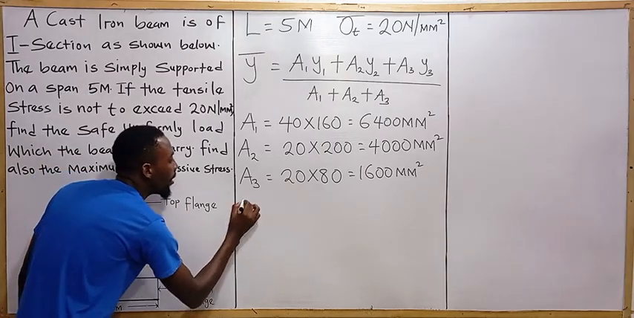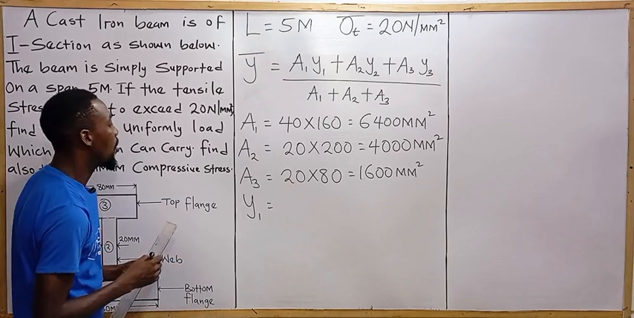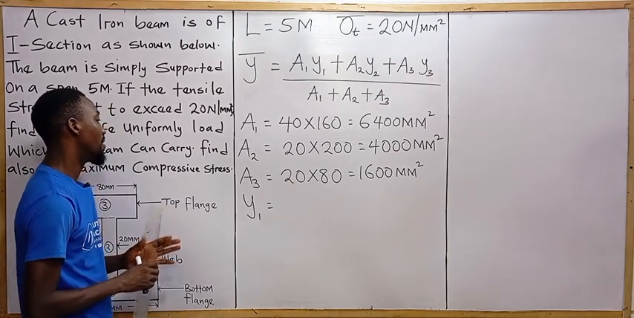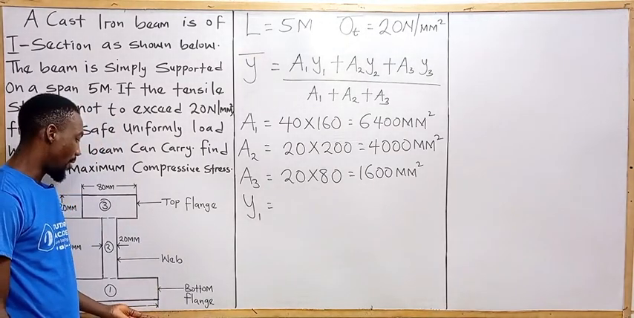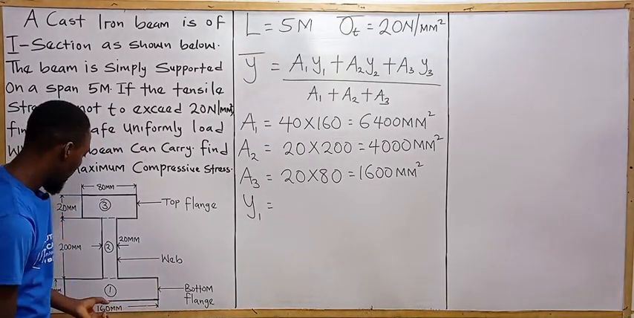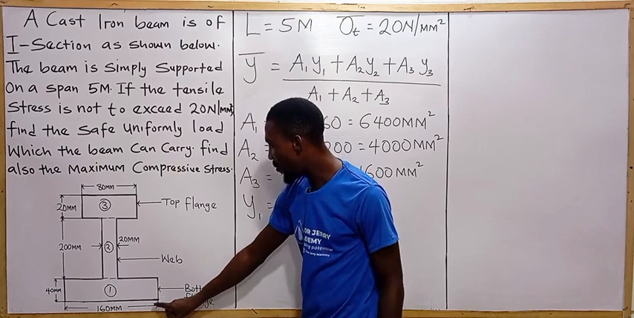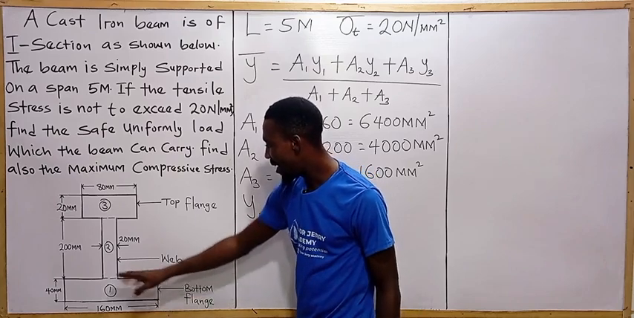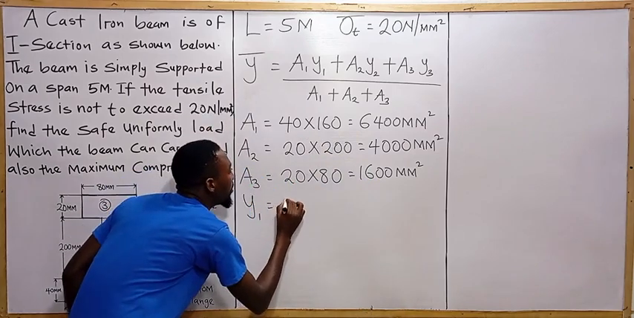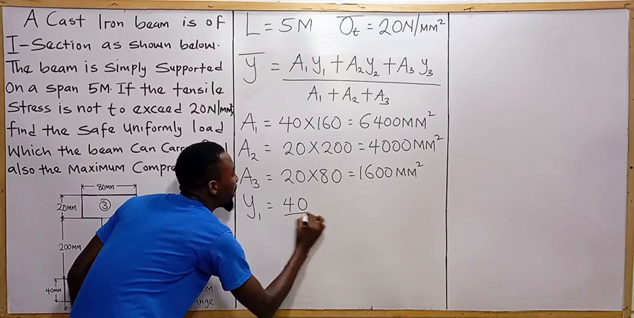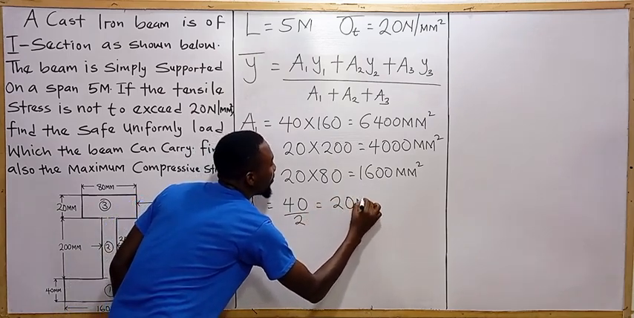So let's go for y1. So we said our y1 is the distance of the center of gravity of a1 from the bottom face, right? So it means that our y1 is going to be 40 divided by 2. And 40 divided by 2 is 20 mm.